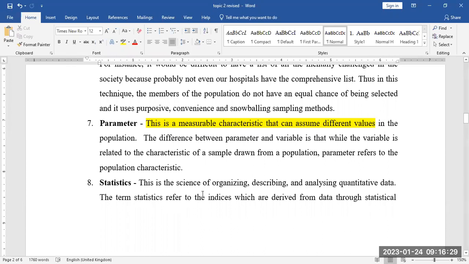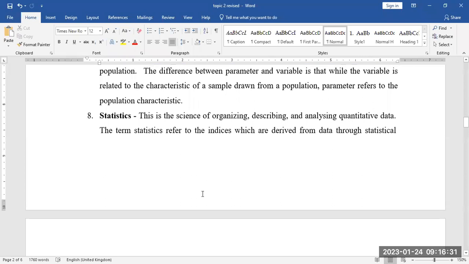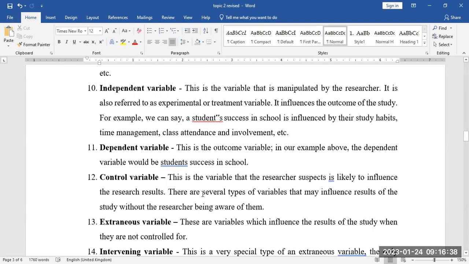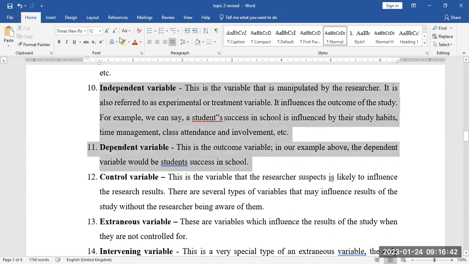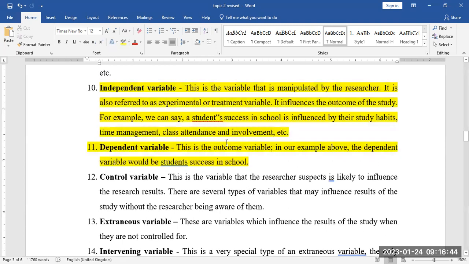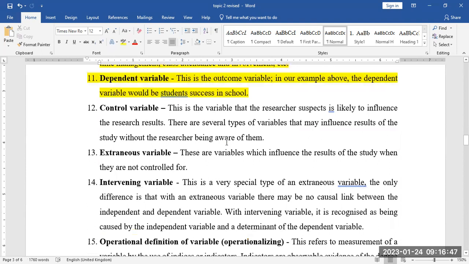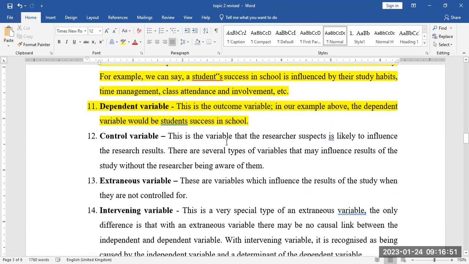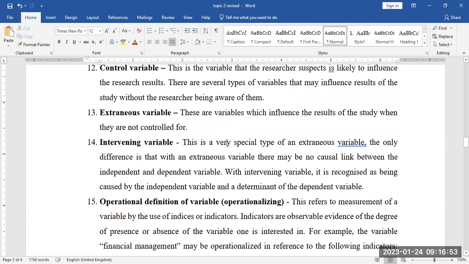Then we also have statistics. It's a science of organizing, describing, and analyzing quantitative data. Then from there, we also have independent variables. This one, we have looked at them. We have looked at dependent variable and independent variable, where we are talking about antecedent and consequent, and so on and so forth. Then we also have control variables.